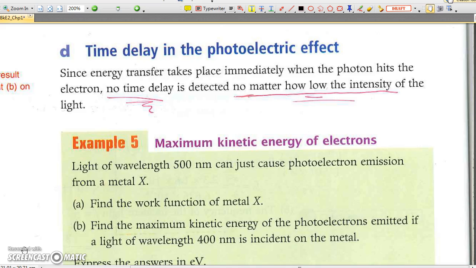And that's why no matter how low the intensity of light is, even if the intensity of light is so low that there are just a few photons falling on the metal surface, these photons may already be enough to emit electrons from the metal surface immediately when they are absorbed by the electrons.